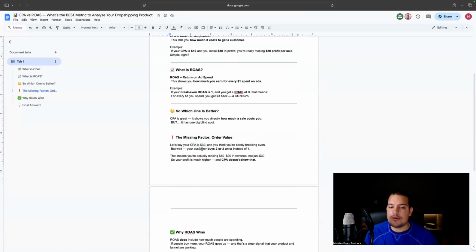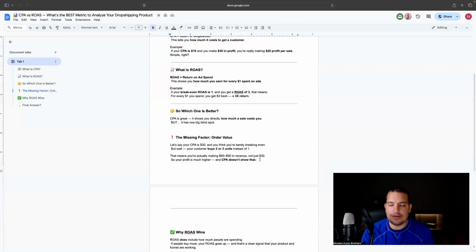But wait, your customer buys 2 or 3 units instead of 1. Let's say your customer buys three hats instead of 1. The $30 is your profit margin for every hat sold, but that person buys 2 hats, well, that means you're actually making $60 to $90, not just 30. So if your profit is 30 and now you made 60 to 90 because you sold 2-3 hats, the CPA doesn't show that.